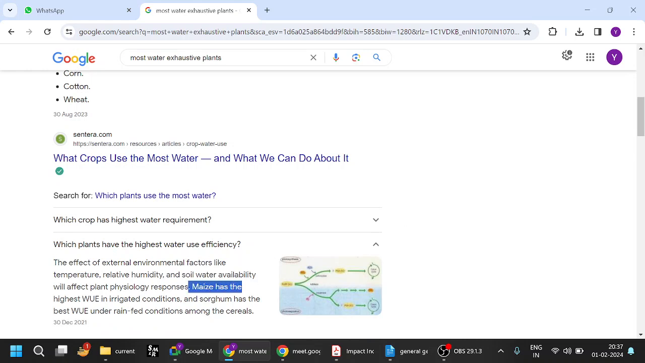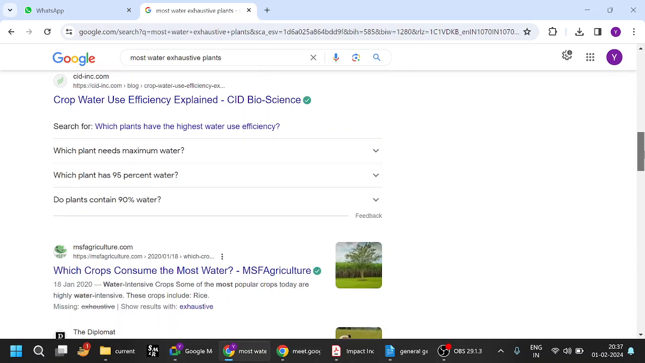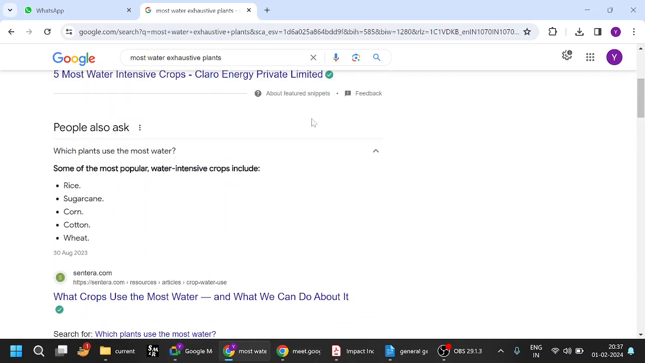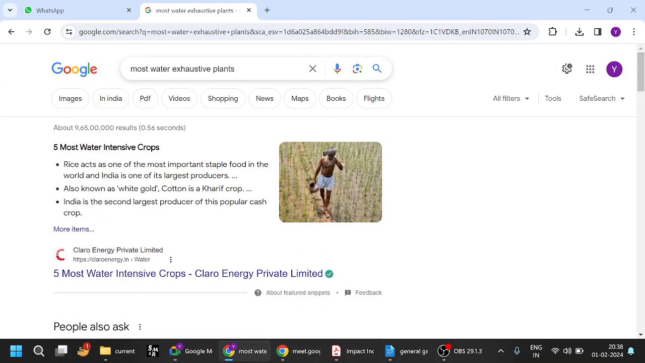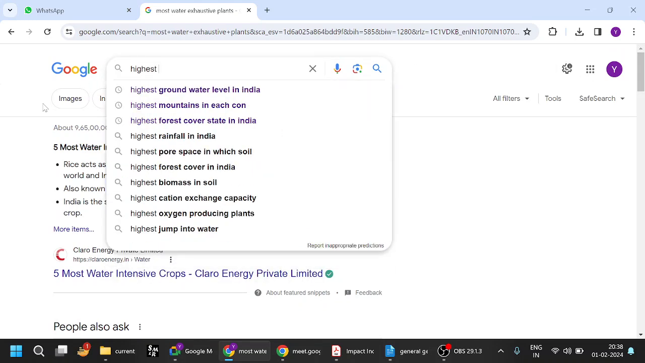Maize, cereals. Okay, so basically millets don't use much water, so you can remember like that. These are very water extensive. Sugar also uses a lot of water. So Uttar Pradesh and Maharashtra are the highest producers of sugar. They are using up all the water, and that has become an issue these days.